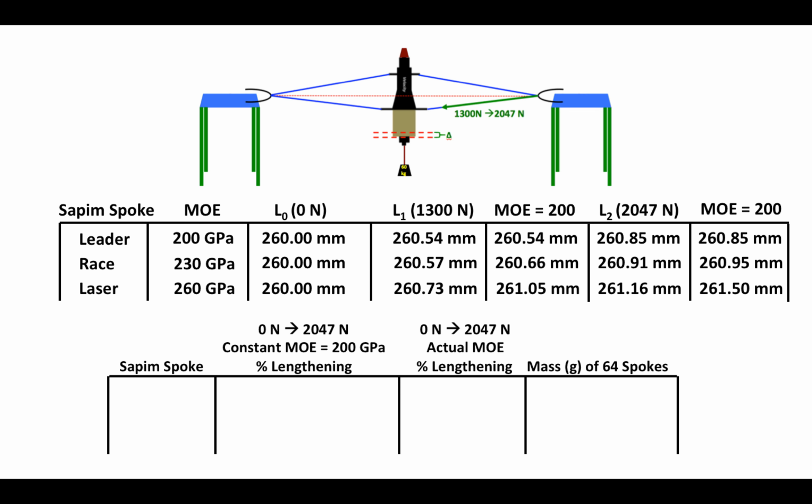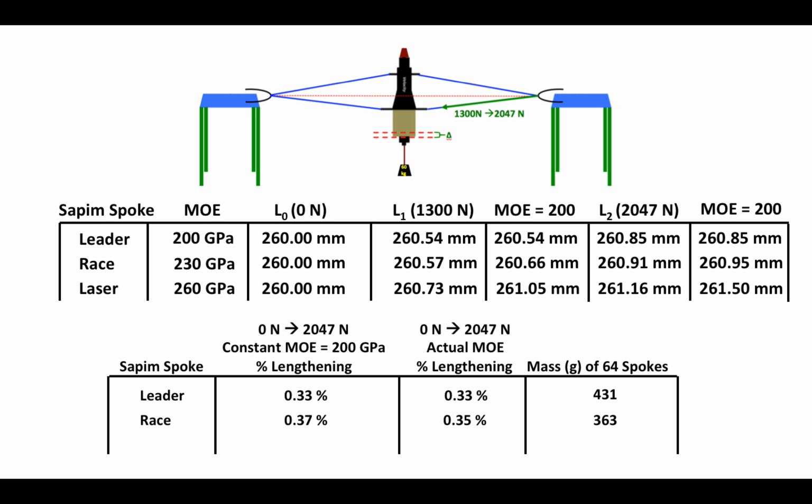One more table, I promise you, the last one for at least a while. Supreme spoke. The next column going from 0 newtons to 2047 newtons. If I had a constant modulus of elasticity of 200 gigapascals, what would be the percentage of lengthening? The next column from 0 newtons to 2047 newtons using the actual modulus of elasticity, the percentage lengthening, and lastly, the mass in grams of 64 spokes. With the leader spoke, the percentages, of course, are the same, 431 grams.